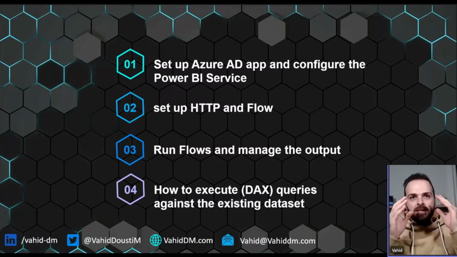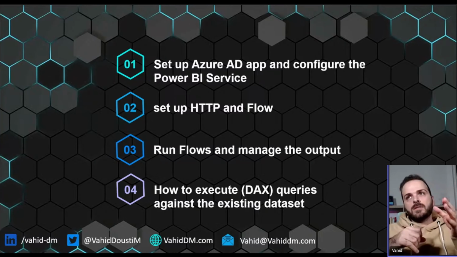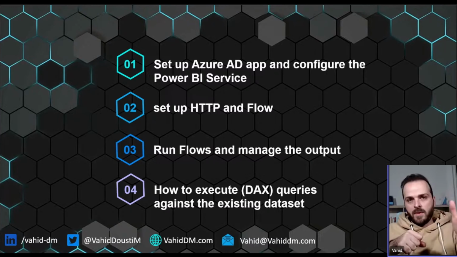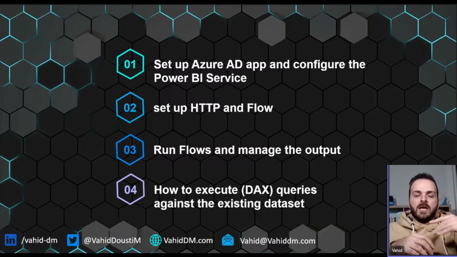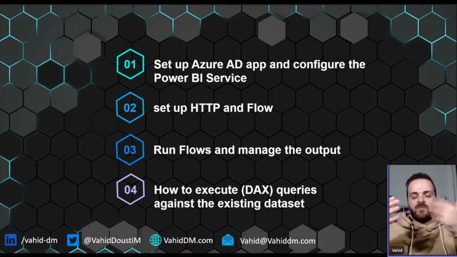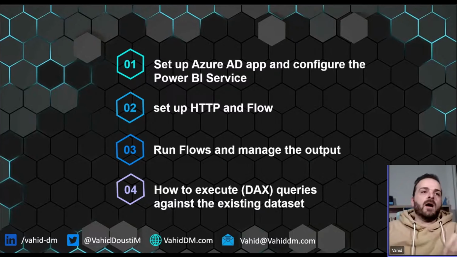I add how to execute DAGs to this session because in the past we had to use the API to run DAGs against any dataset. But around one year ago, a new action was added to the Power BI items in Power Automate, so we can run it without using the API. Because it's there, I added that here, but I'm not sure. If we have enough time at the end, I will show that to you. Otherwise, you can run it without using the API.